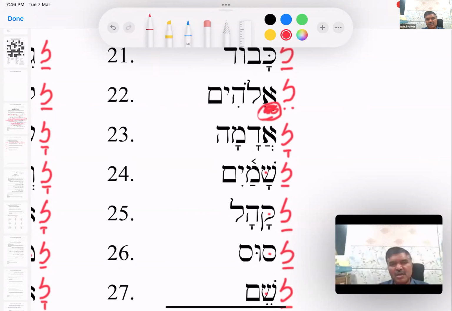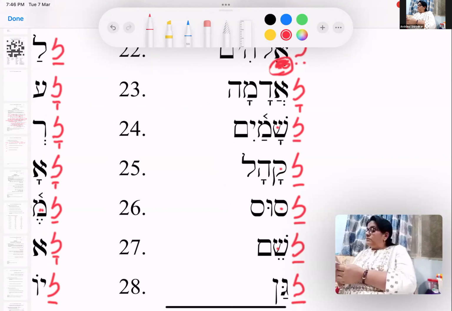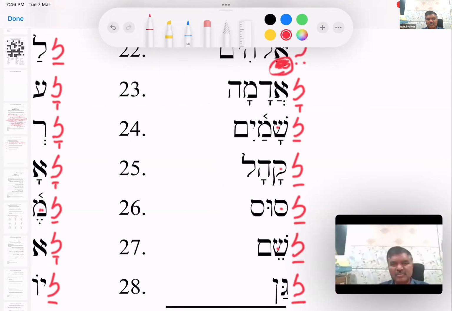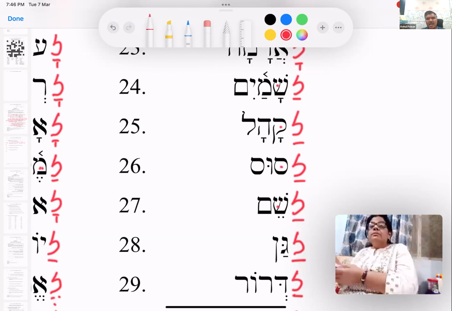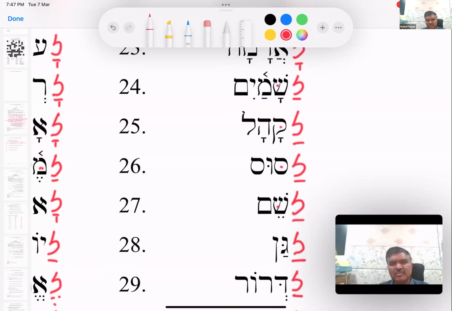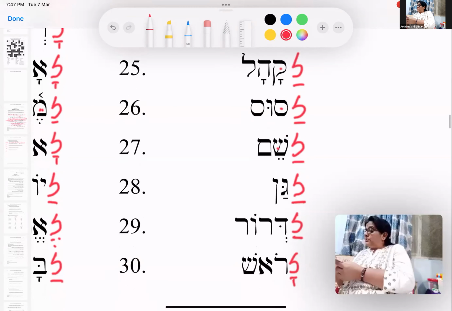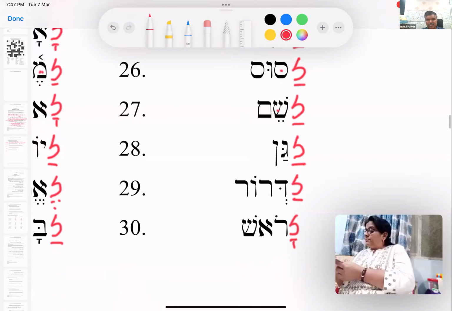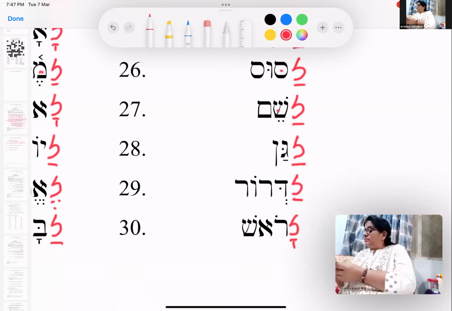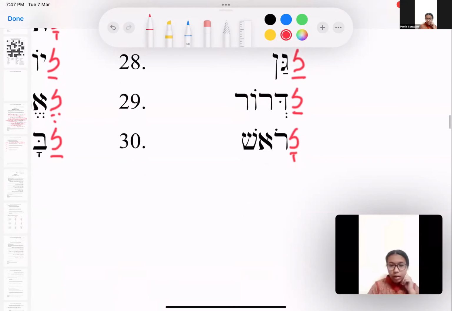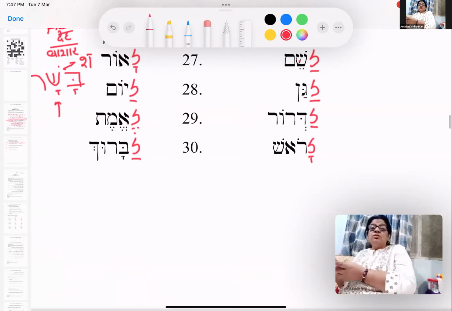Then Adama. La-Adama. Shamayim. La-Shamayim. Kahal. La-Kahal. Sus. La-Sus. Shem. La-Shem. Gan. La-Gan. Deror. La-Deror. And Rosh. La-Rosh. Okay.